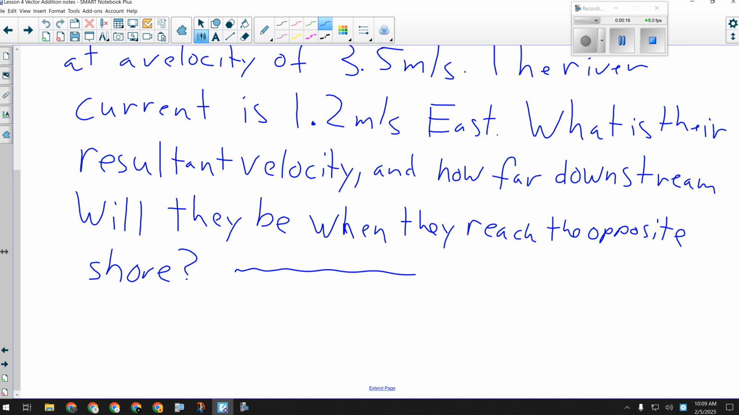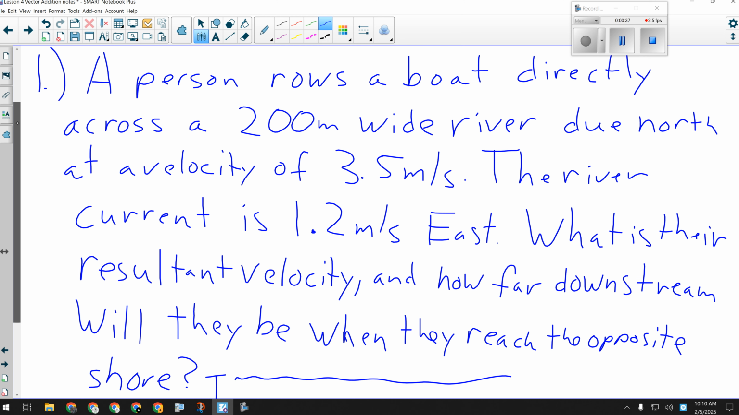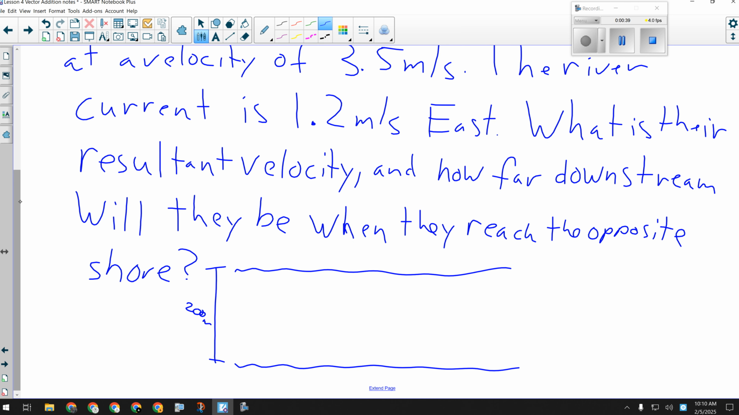Okay, guys, so we'll just draw the diagram here. I'm not going to do the whole thing because you're probably still working on it. What we know is that the river's 200 meters wide, and the person is rowing at 3.5 meters per second. It says the person rows a boat directly across a 200 meter wide river. So the rowing looks like this.